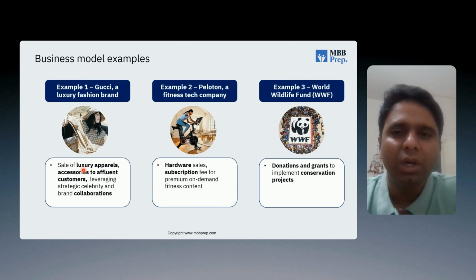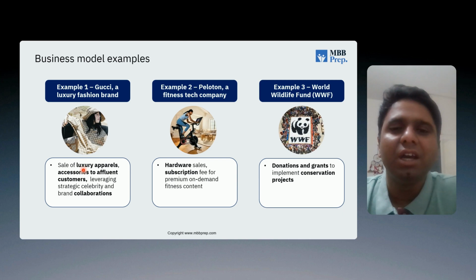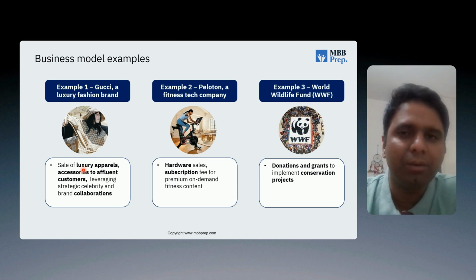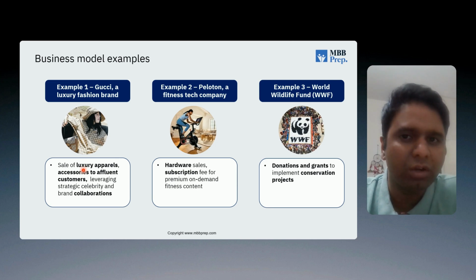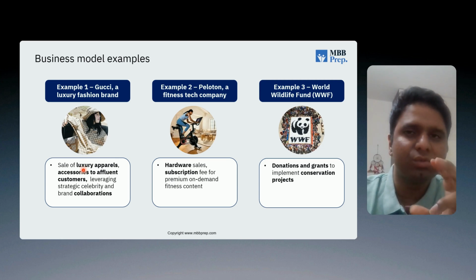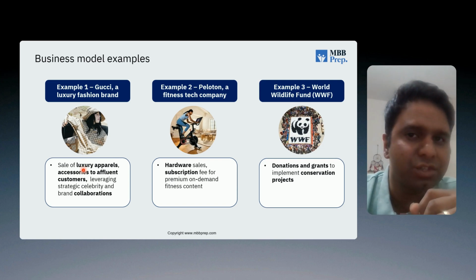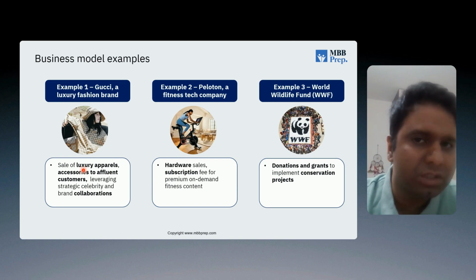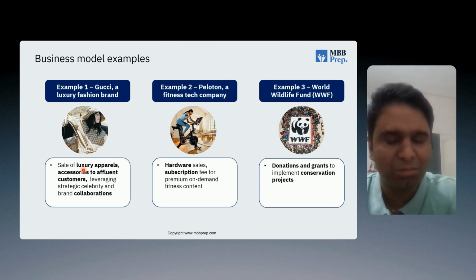If I do not know what their product lines are, is it luxury apparel or is it something else? If I do not know how they sell these luxury goods, is it through company-owned outlets or third-party outlets or D2C or a combination of all? If I do not know how they differentiate themselves from other luxury companies, is it through strategic celebrity and brand collaborations, or do they have any other point of differentiation? Right. So all these inputs help me when I'm drafting a structure to maximize their profits.